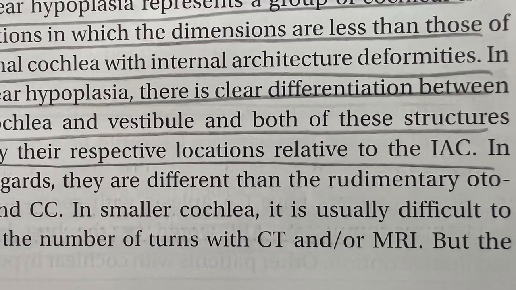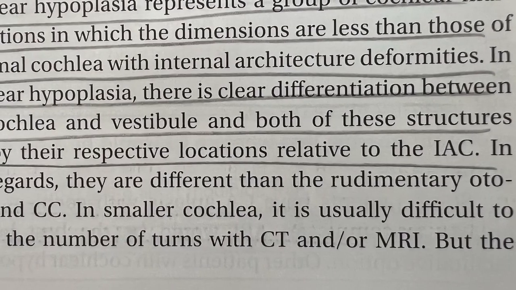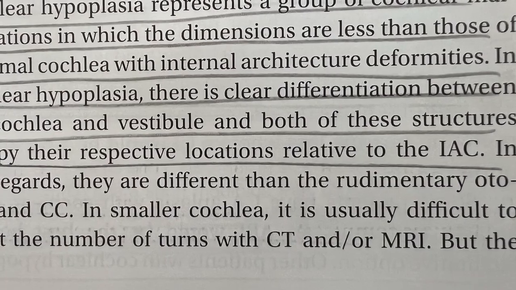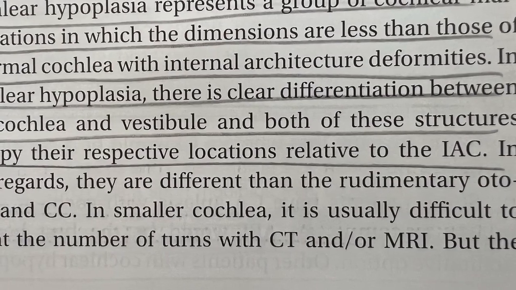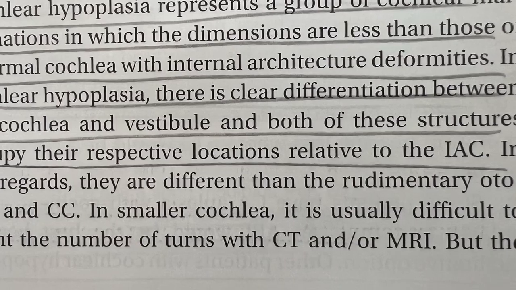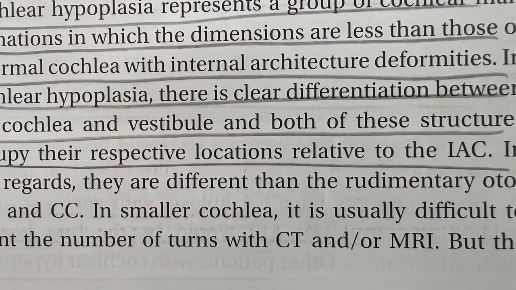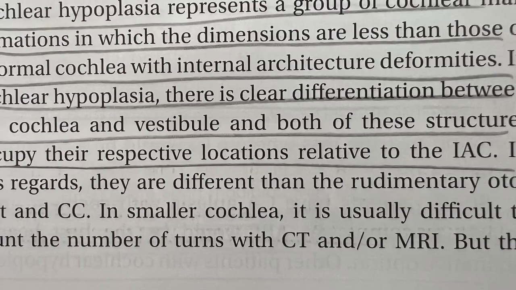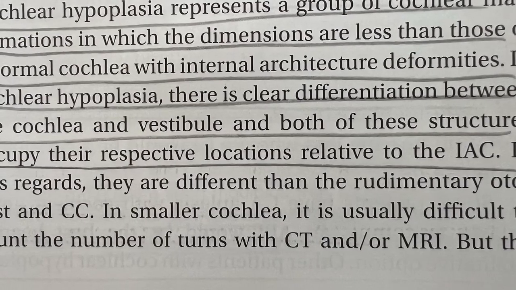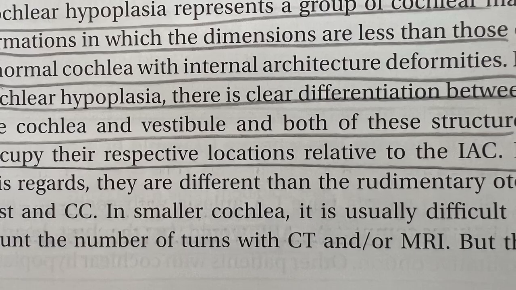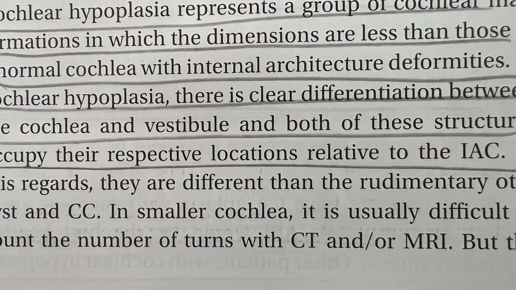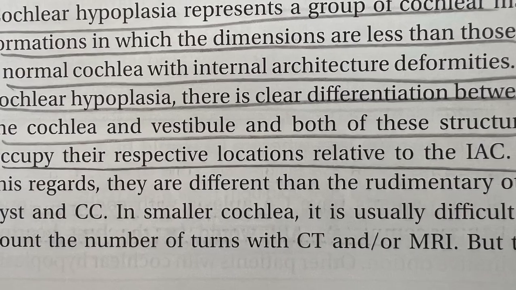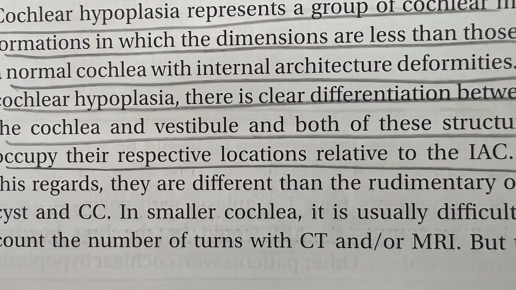Cochlear hypoplasia represents a group of cochlear malformations in which the dimensions are less than those of a normal cochlea, with internal architecture deformities. In cochlear hypoplasia, there is clear differentiation between the cochlea and vestibule, and both of these structures occupy their location relative to the internal auditory canal. In this regard, they are different from the rudimentary otocyst and common cavity.